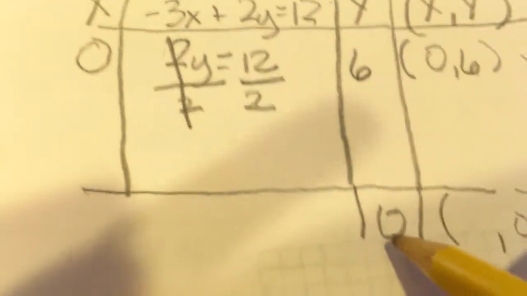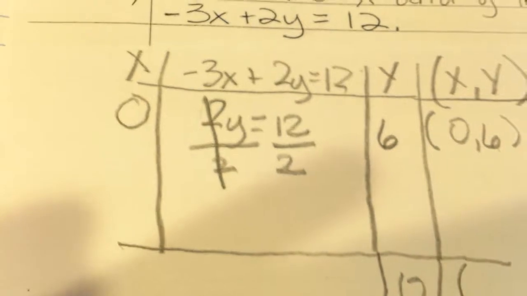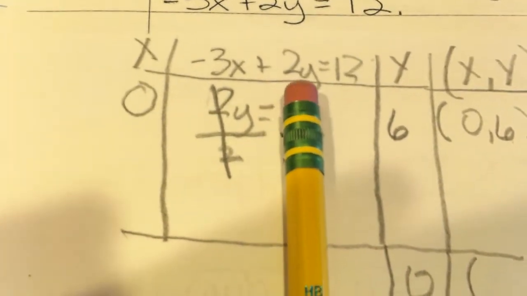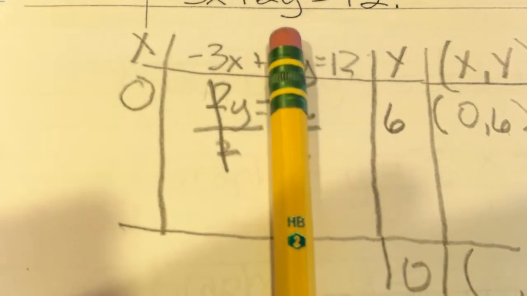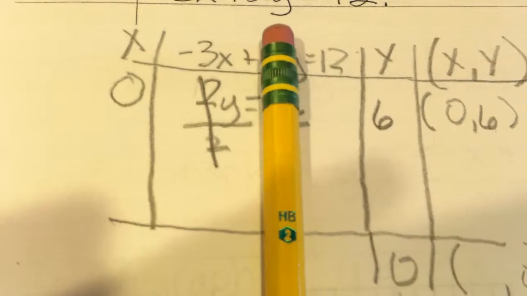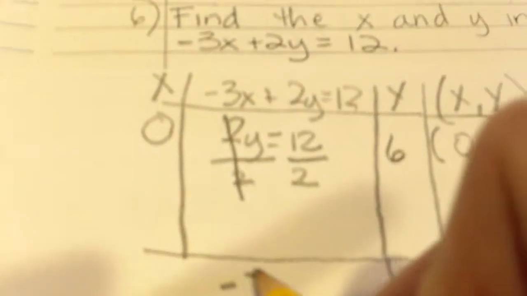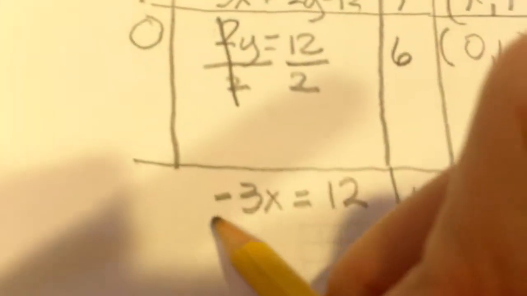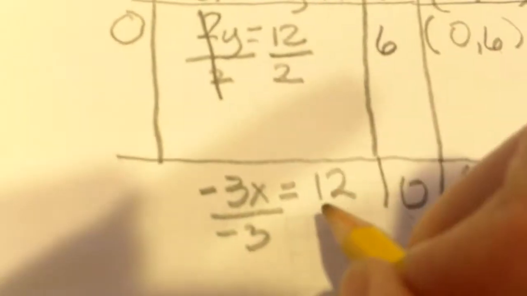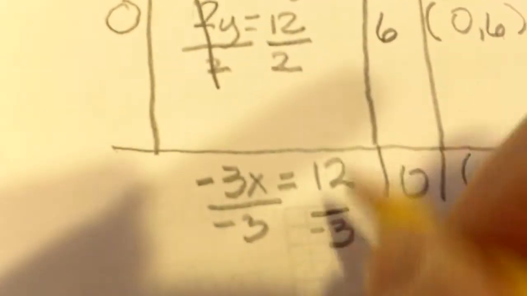Now we're going to make y 0. So if I make y 0, 2 times 0 is just going to be 0. So that means negative 3x plus nothing. Well, negative 3x plus nothing is negative 3x. So I'm left with negative 3x equals 12. To get x alone, I have to divide by negative 3 on both sides of my equation.